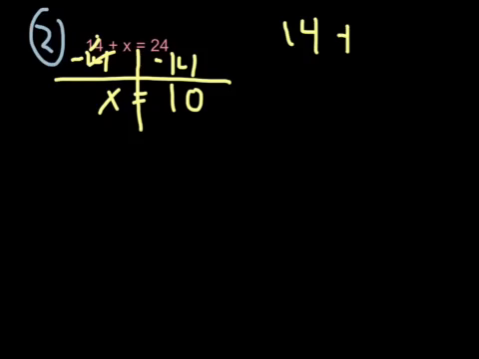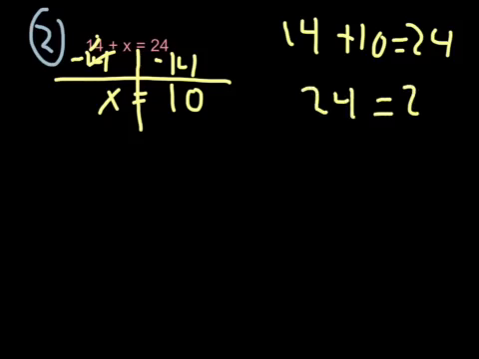14 plus 10 equals 24. Okay, and then that should be true. 14 plus 10 is 24. 24 equals 24. Okay, hopefully that one went okay for you, and we'll move on to number 3.